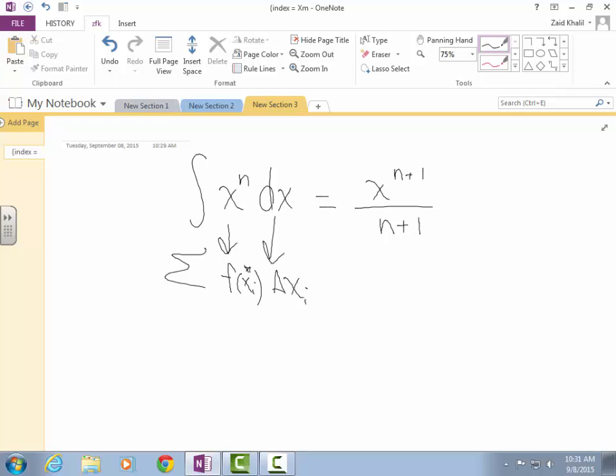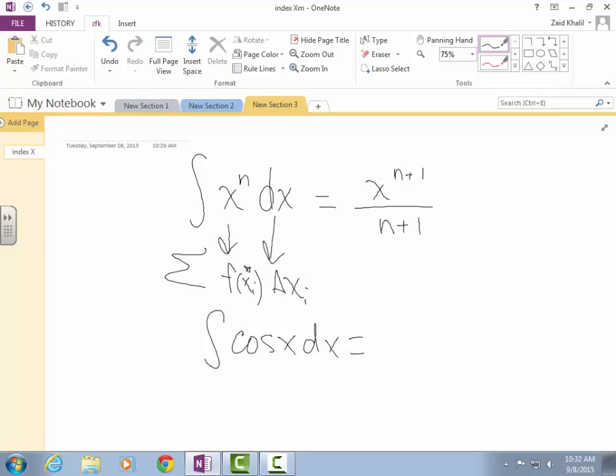And then there are other ones. An easier one to go through is cosine. The integral of cosine x dx is? What is it? All right, so how do you know this?